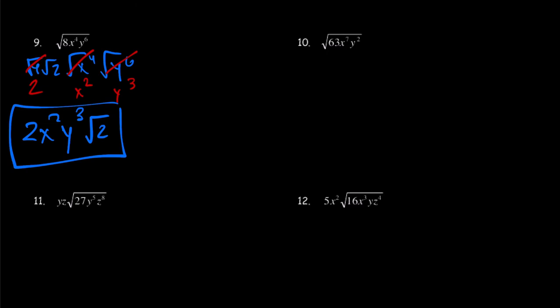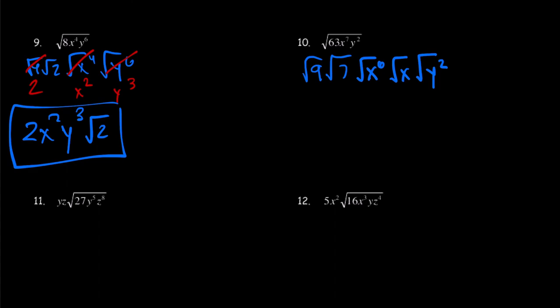All right, number 10, square root 63. So we'll take a look at our number first, square root 63, break that up into square root 9 and square root 7. Now I have an odd exponent, x to the 7th, so I need to break that up into 2 radicals. One of them will be square root x to the 6th, the other one will be square root x and y squared. Notice I've put all of them underneath a radical right now.